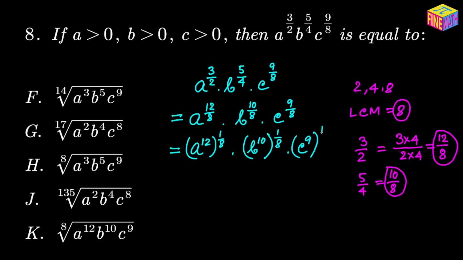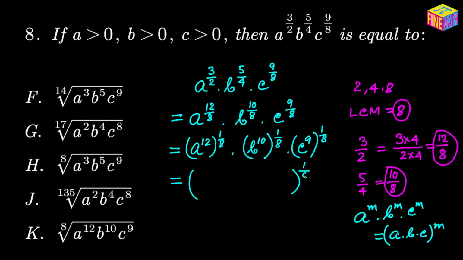And then we're going to use a law of exponents that says that if we have a to the power m times b to the power m and also times c to the power m, this can be written as a times b times c whole to the power m. And that's exactly what I'm going to do here. So this must be all of the factors together whole to the power 1/8. Inside we get a to the power 12 times b to the power 10 times c to the power 9.